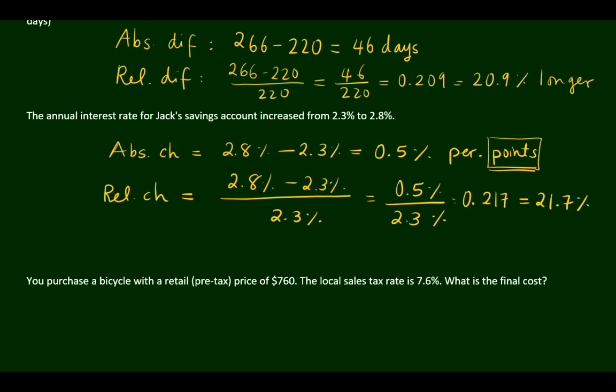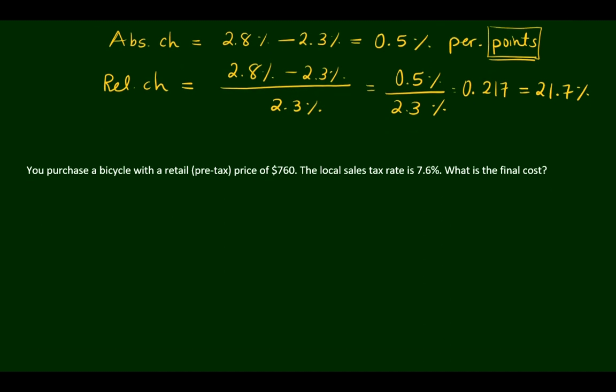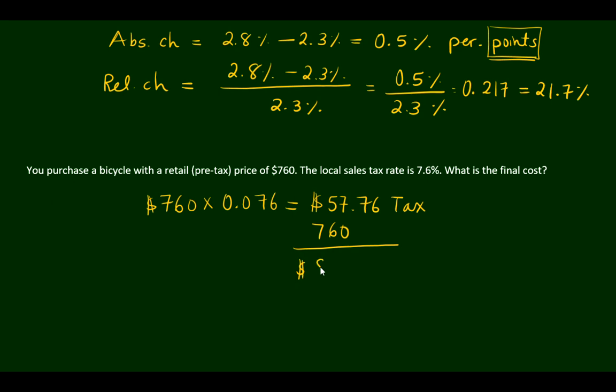Okay, now let's go to the next problem. This is a typical problem. How do you find the total value? You purchase a bike and the bike costs $760, and you try to figure out the final cost. What's the tax? It's really something simple. You multiply 760 by 0.076. You need to change this to the decimal. That gives you the amount to be 57.76. So this is the tax that you need to pay, and you add 760 to this, and that's going to give you the total, which is 817.76.